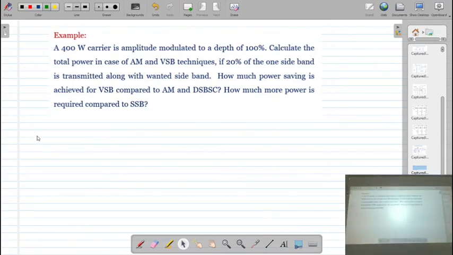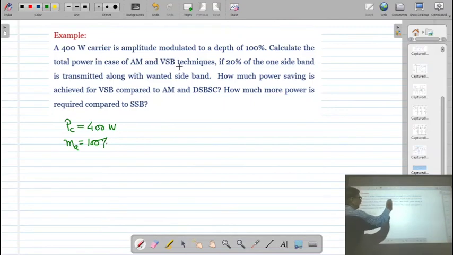Okay, so what happens? A 400 watt carrier is amplitude modulated to a depth of 100% modulation. So the carrier power is 400 watt, modulation index is 100%. Calculate the total power in case of the AM and the VSB technique. So what is the power if we have amplitude modulation and if we have a VSB technique?